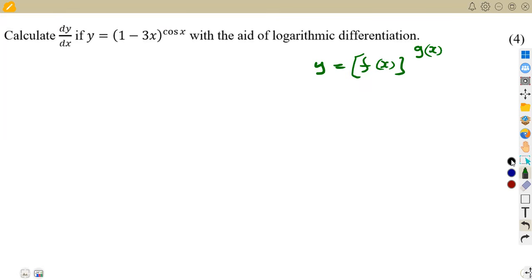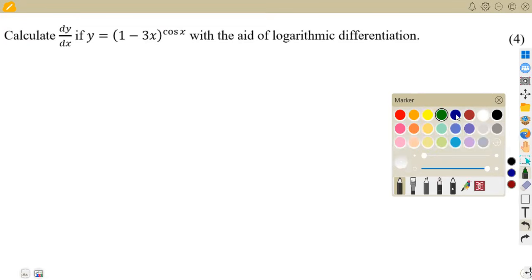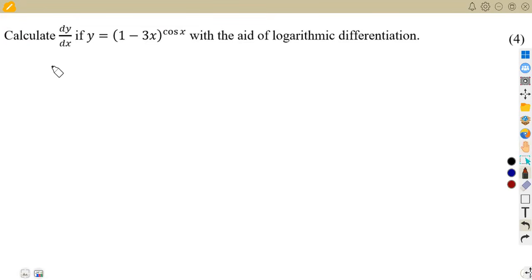So in this case, how can we apply our logarithmic part? So I'm going to explain with these questions so that we can understand much better. We are given to calculate dy/dx if y is equal to (1 minus 3x) raised to the exponent of cos x. With aid of logarithmic, you are also given what to use there. So if we take here, we've got a function of x. We also have another function of x there, raised as an exponent.